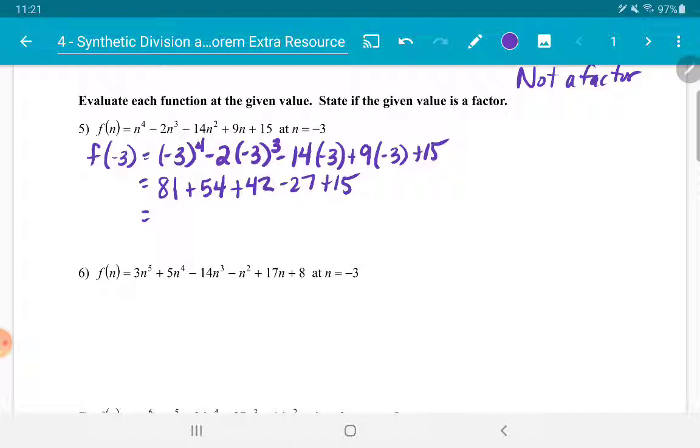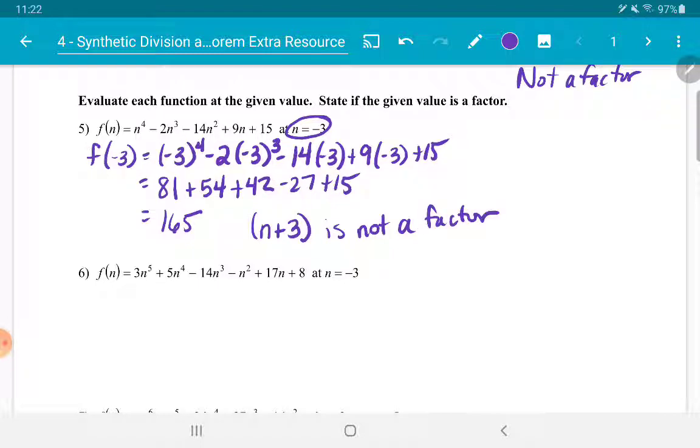So we're just going to enter these into our calculator. 81 plus 54 plus 42 minus 27 plus 15. And we get a value of 165. So therefore, because n equals -3 is the value, the factor is n plus 3, and n plus 3 is not a factor of that polynomial.